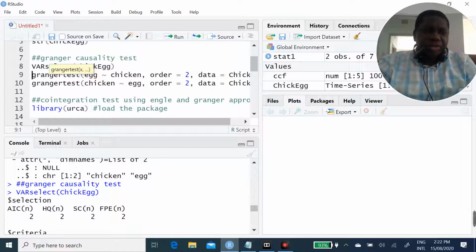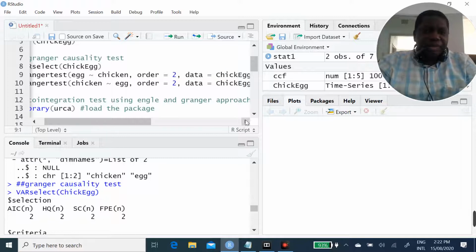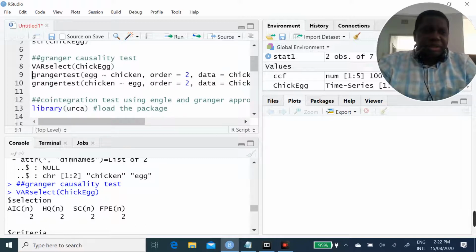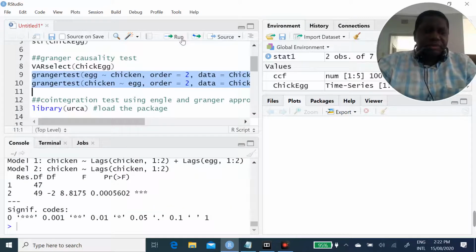So to perform it, we first try to check whether chicken Granger causes egg. So we have grangertest, egg as a function of chicken, order already determined to be 2. Then our data set is ChickEgg. And then we repeat it again, now trying to look at whether egg Granger causes chicken. So let's run the 2 and check our results.